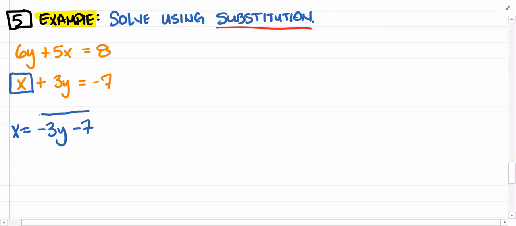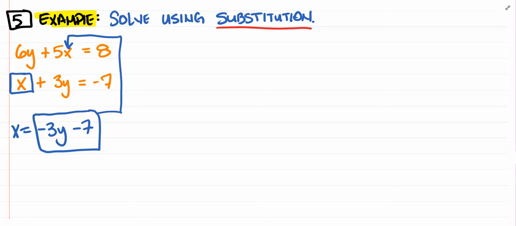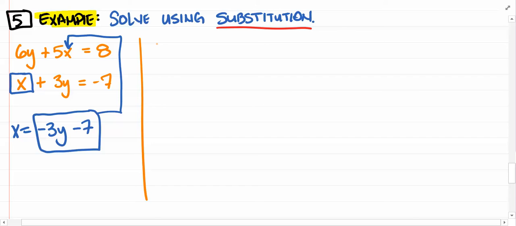Now I'm going to replace every x that I see in the first equation with a negative 3y minus 7. So I'm going to go ahead and put it right there. Okay, so let's go ahead and do that. I'll switch colors for you so you can see. So I'm going to have 6y plus 5. Now instead of writing x, I'm going to write down negative 3y minus 7, and then on the other side equals 8. So I have substituted the value of negative 3y minus 7 in for x.